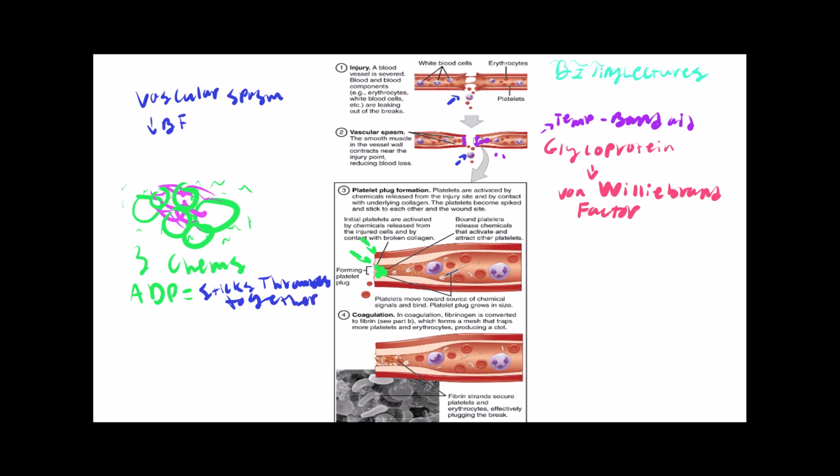Now, thrombocytes can also release serotonin. And what serotonin does is that it's going to contribute to the constriction of the vasculature. So these, let's say, veins or capillaries or whatever we damaged, serotonin will help them to contract and reduce blood flow. So this also helps to reduce blood flow. So this is vasoconstriction.